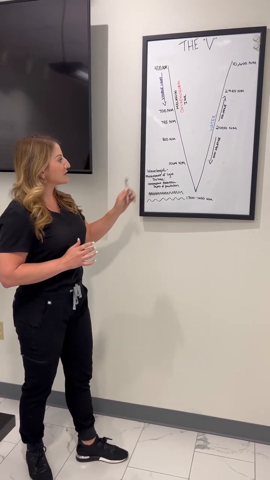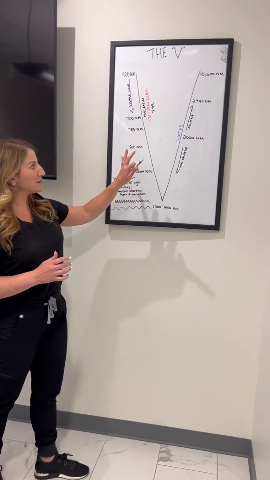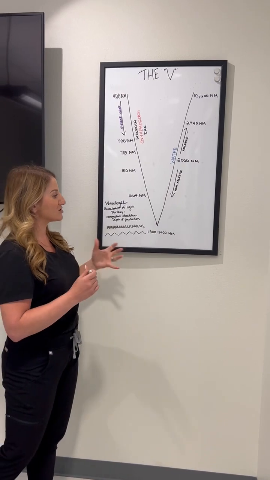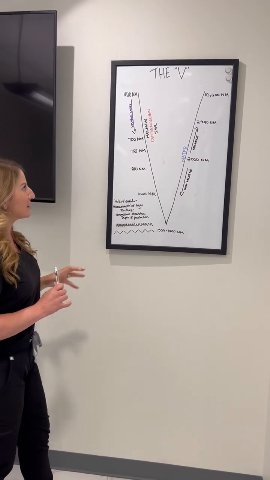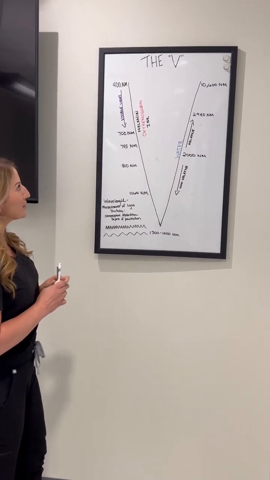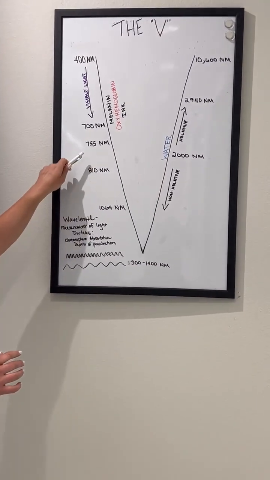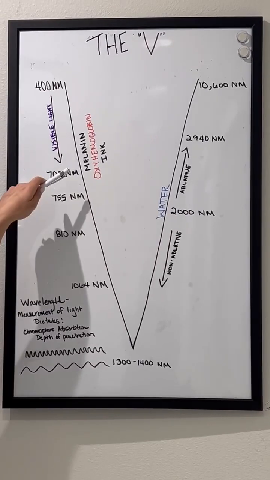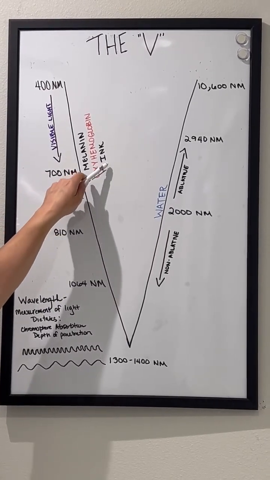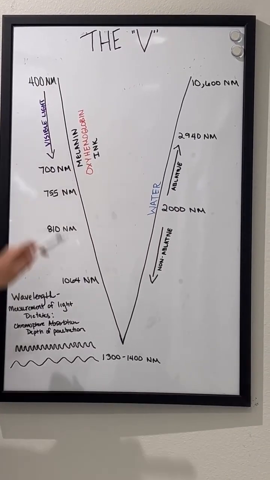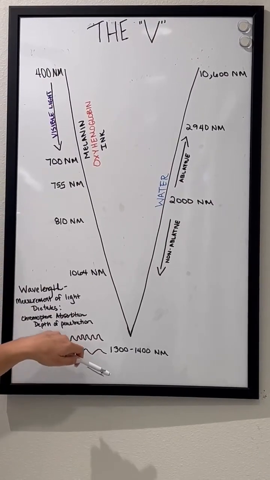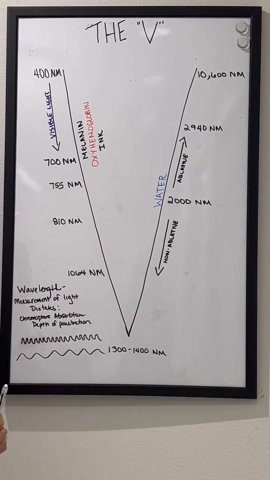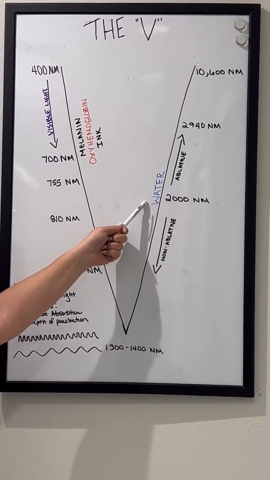So let's look at this. This is our laser V. I really like the V because I think it is much easier to understand than certain graphs may be. And we're trying to make this as simple as possible. So we're going to talk about the laser V. And on the left side of the laser V, you have wavelengths that absorb into melanin, oxyhemoglobin, and ink. So wavelengths from 400 to somewhere around 1400 nanometers. But beyond those wavelengths, on the right side of the V, you have wavelengths that absorb into water.